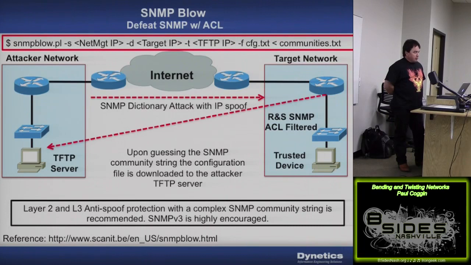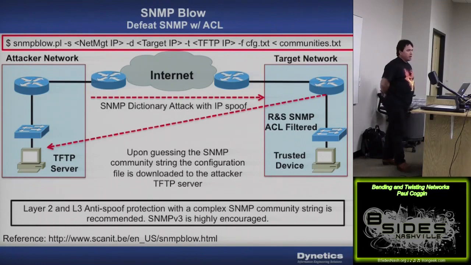Then you can specify the IP address of the network device that you want to go after, and specify the IP address that you're using to attack the system, that you want to TFTP download the config file to. Once this script runs through your community string list and finds a good community string, it's going to download that to the attacker system.